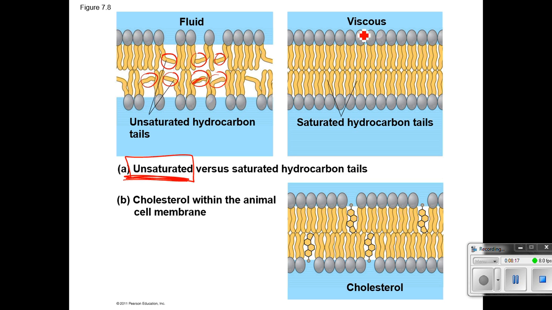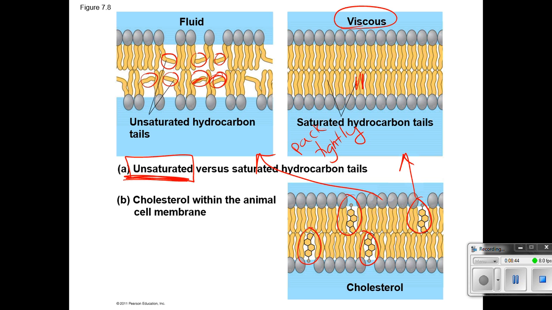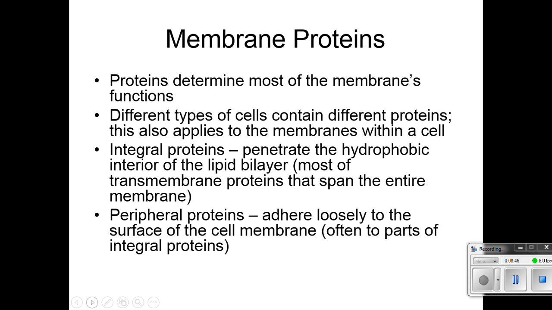And then this is a very viscous cell membrane, where the tails are very saturated, and so they don't have that bend. And they can pack really tightly together and cause the membrane to be less fluid. Here are pictures of cholesterol. And cholesterol's job is basically to maintain the fluidity that is normal for that particular cell membrane.